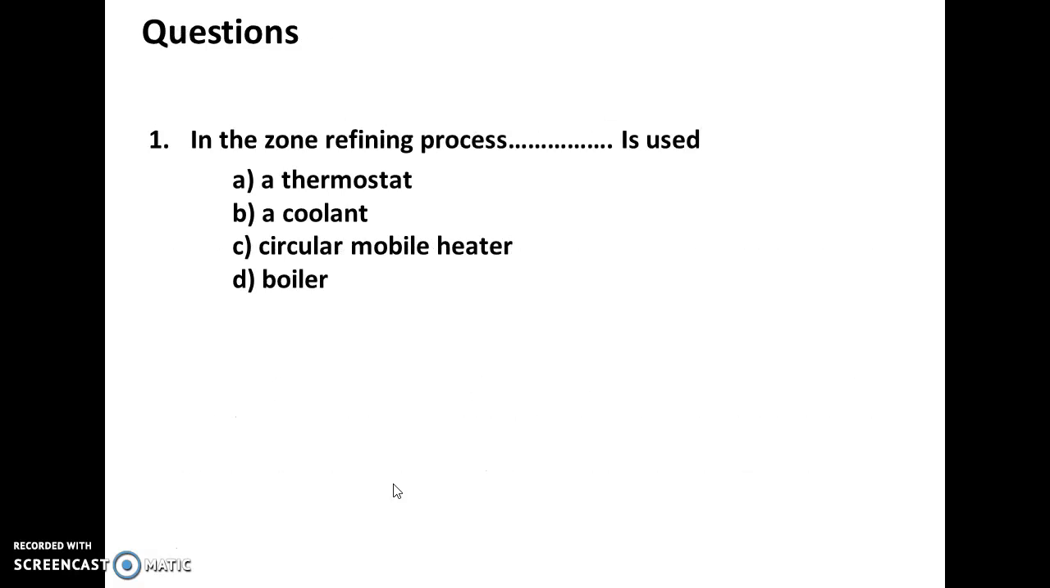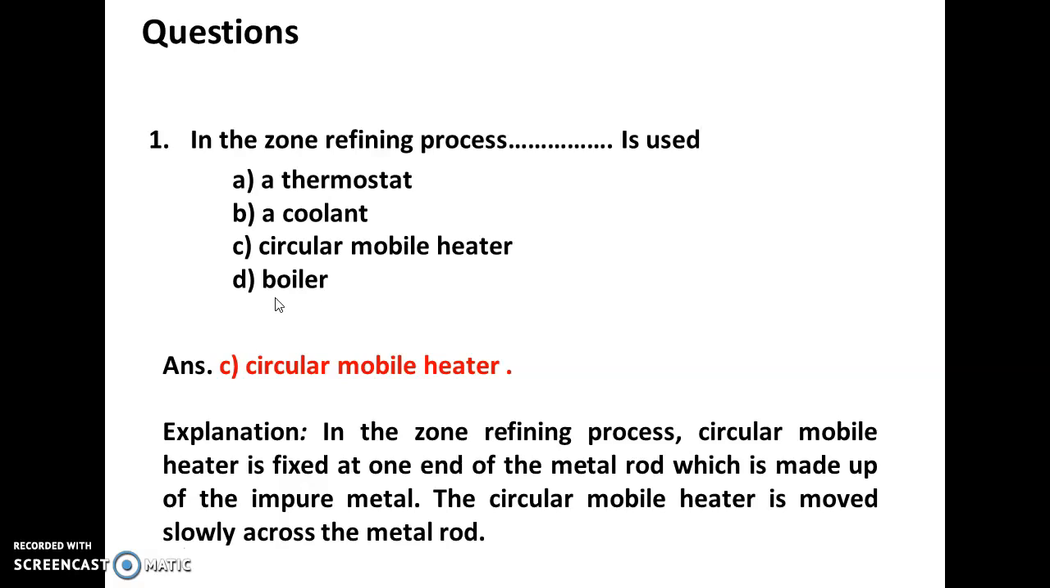Now let us look at a few multiple choice questions which are included here. The first question is, in the zone refining process, dash is used. The options are A, thermostat; B, a coolant; C, circular mobile heater; D, boiler. Obviously, the answer is C, that is, circular mobile heater.